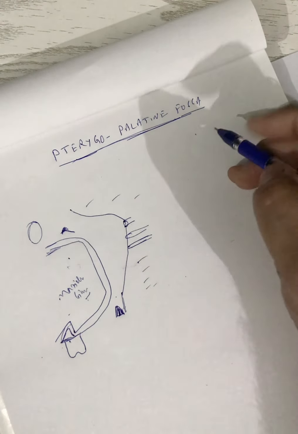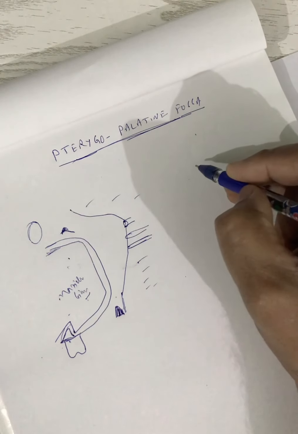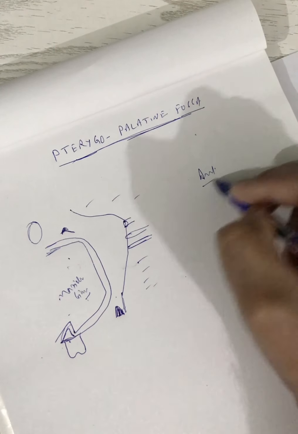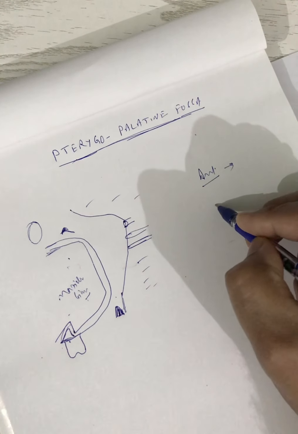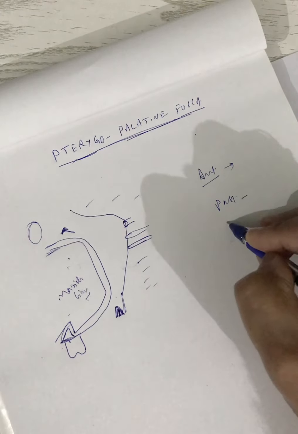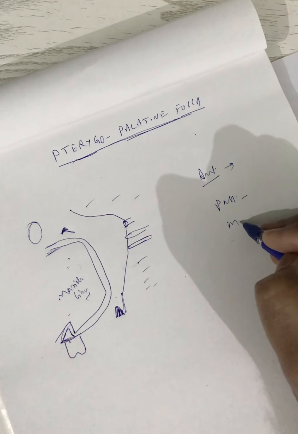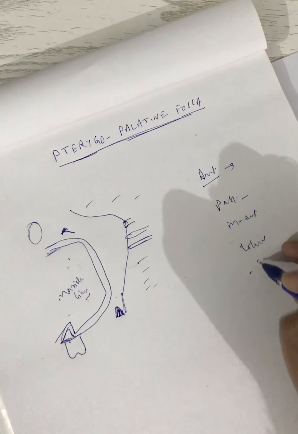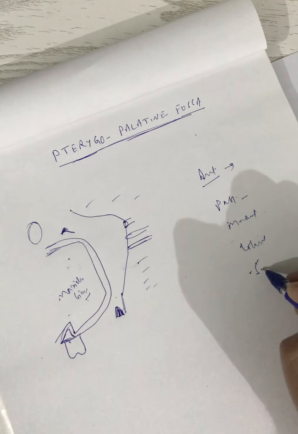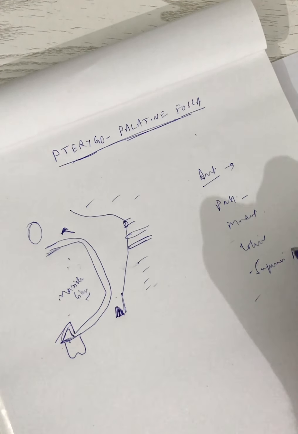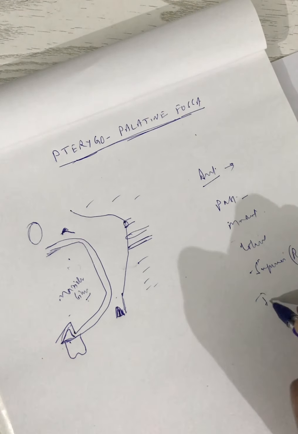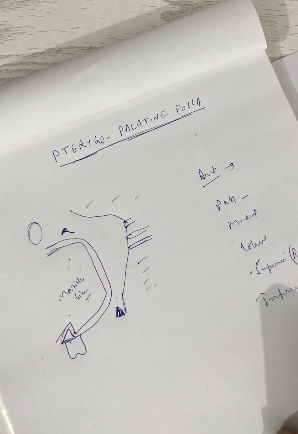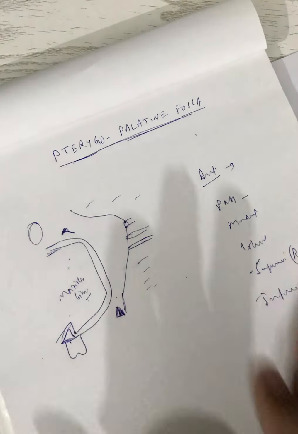For any fossa, what we need is the boundary, and the boundary of the different fossa is different. But here the boundary which is important for the pterygopalatine fossa is the anterior boundary. Second is the posterior boundary. Third is the medial boundary. Then fourth is the lateral boundary. Then superior or roof, and the inferior boundary. With all these, we can complete the boundary of the pterygopalatine fossa.